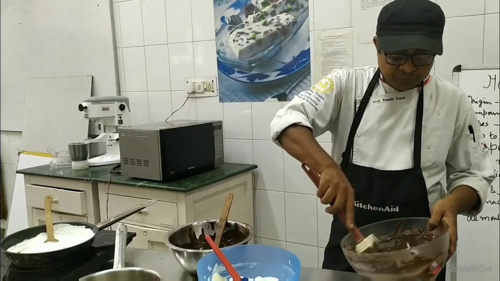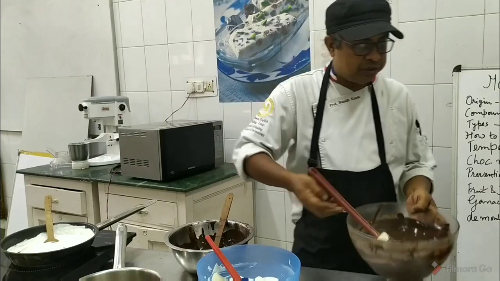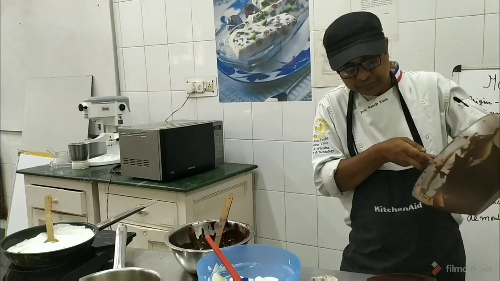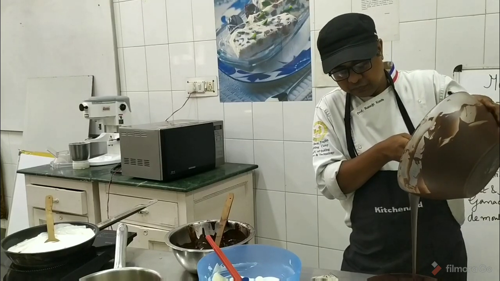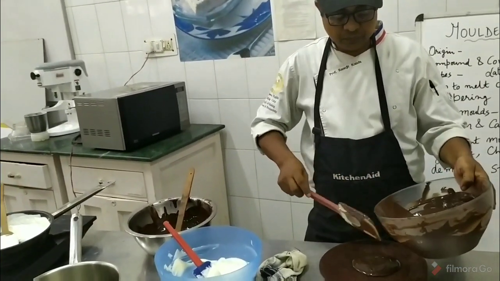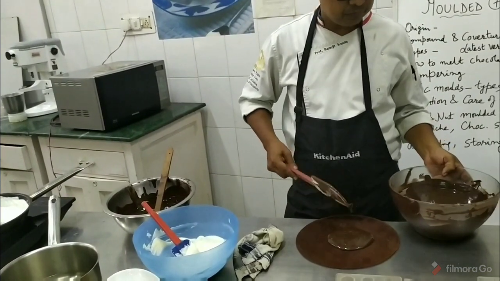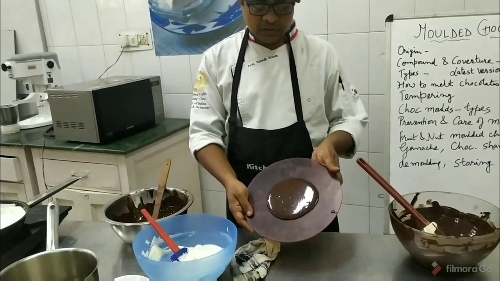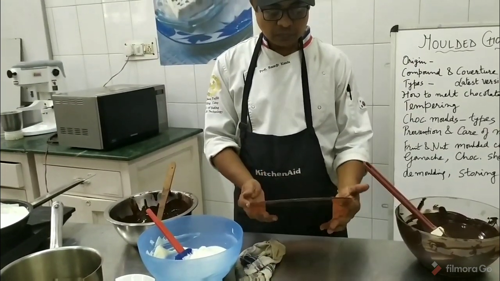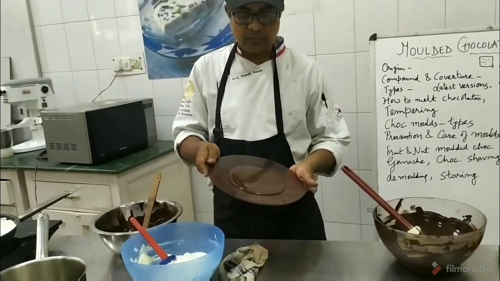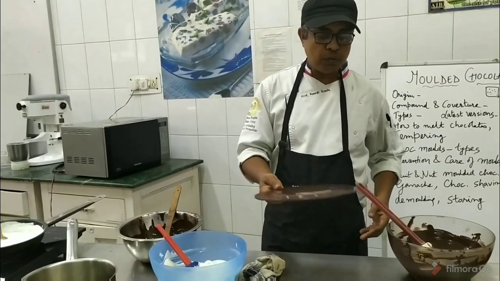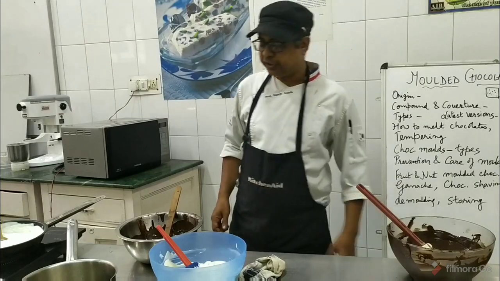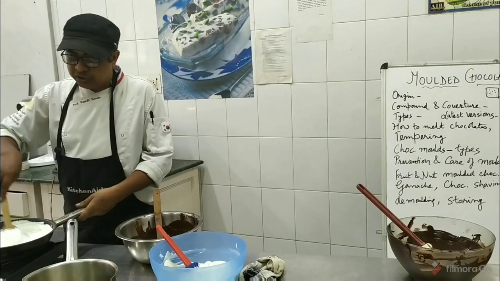So what I'll do is, this is almost tempered. So in this sheet, I'll pour a little bit. Alright, so I'll keep this outside for some time, and then after 3-4 minutes I'll keep it in the fridge. I'll be back here to the cream.